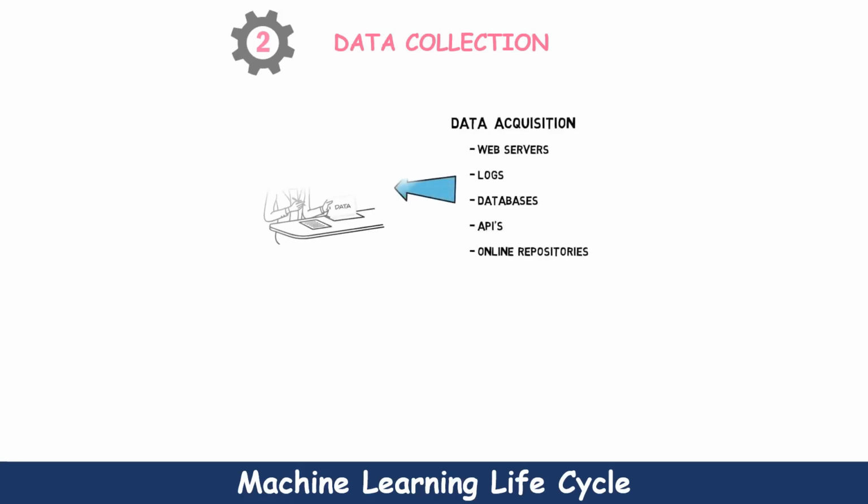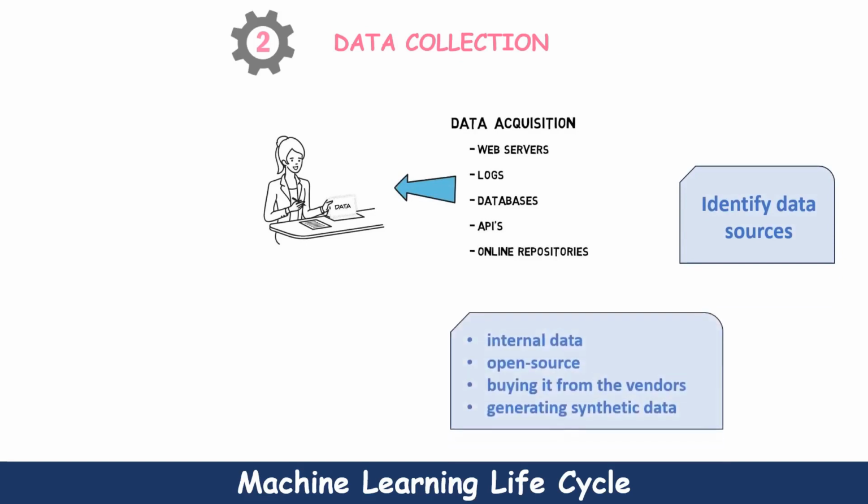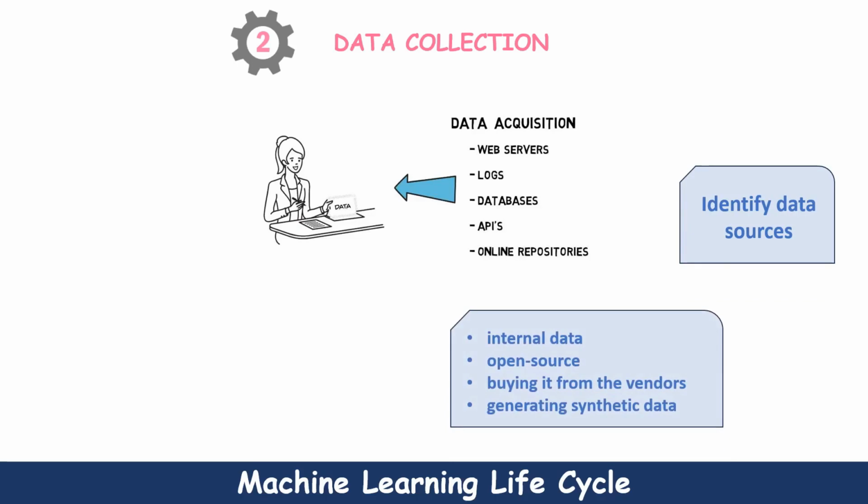The next step is to collect the data. We need to first decide how we will be collecting the data. There are various sources of data. We may gather the internal data. We may use some open source data. Even we can buy it from the vendors, or we may even generate synthetic data. Each method has some pros and cons, and in some cases we get the data from all these four methodologies.